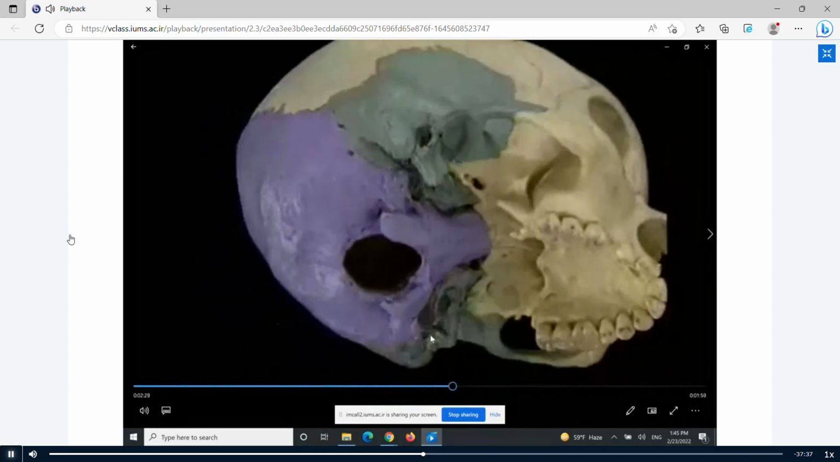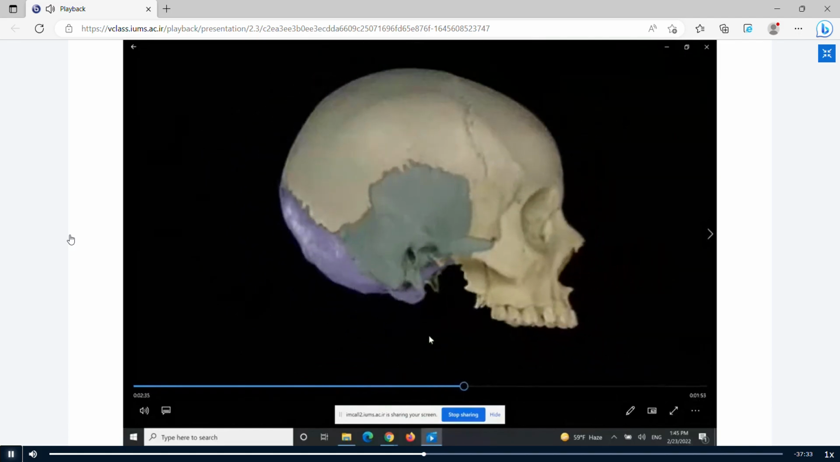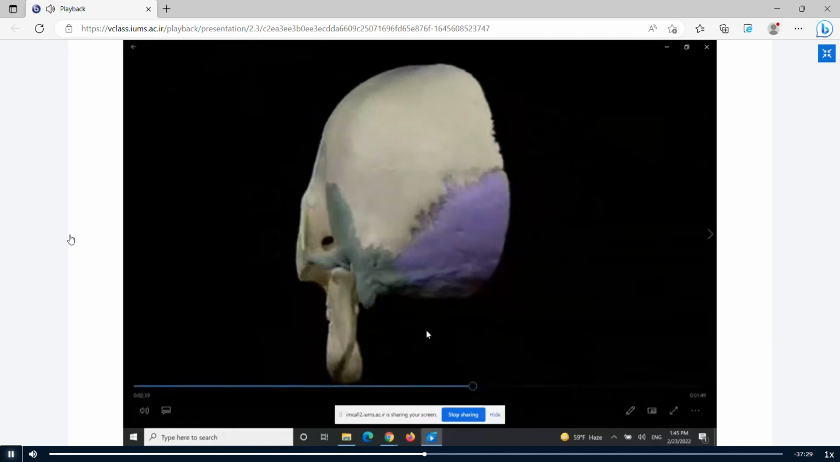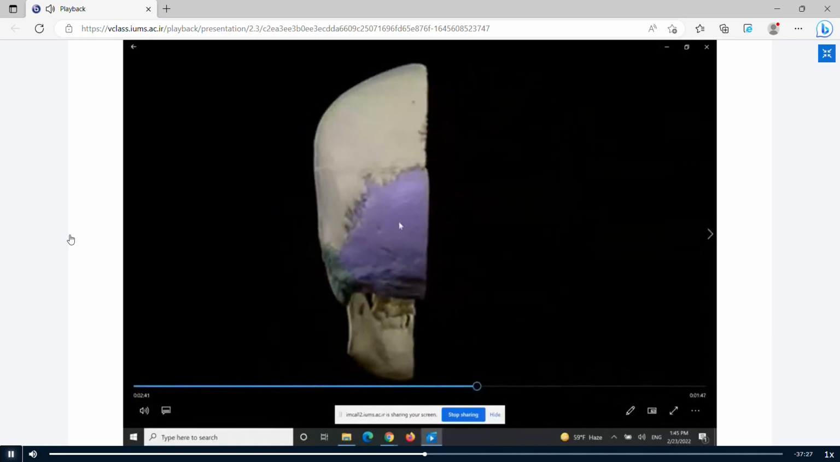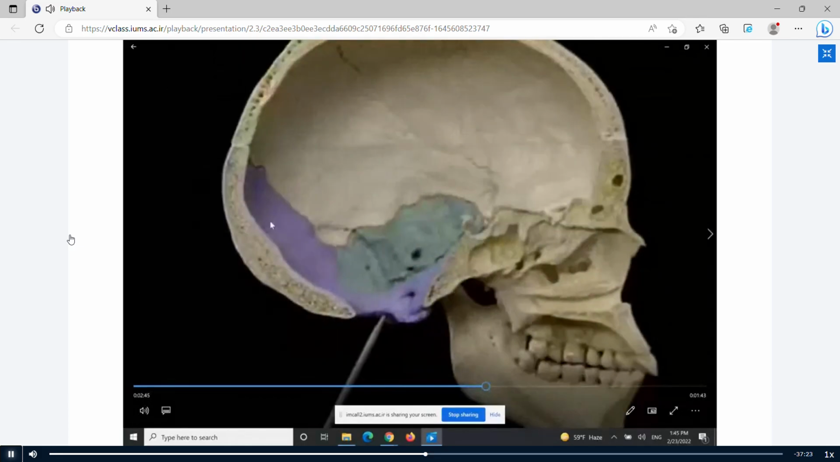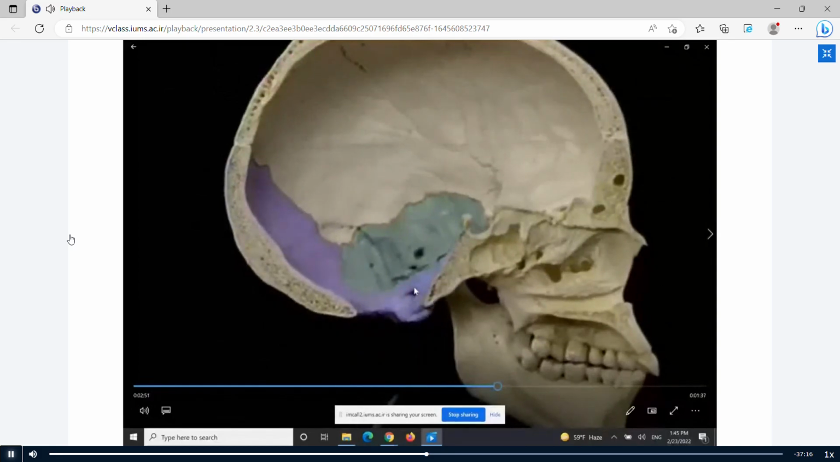Let's look at the occipital bone on the inside in a skull that's been divided in the midline. Here's the foramen magnum. Here's the basilar part of the occipital bone. It slopes forwards and upwards, more steeply on the inside than on the underside, since it's triangular in sagittal section.